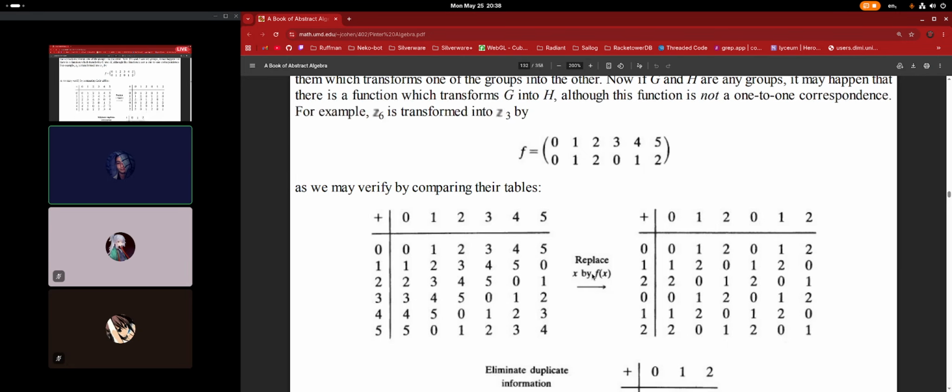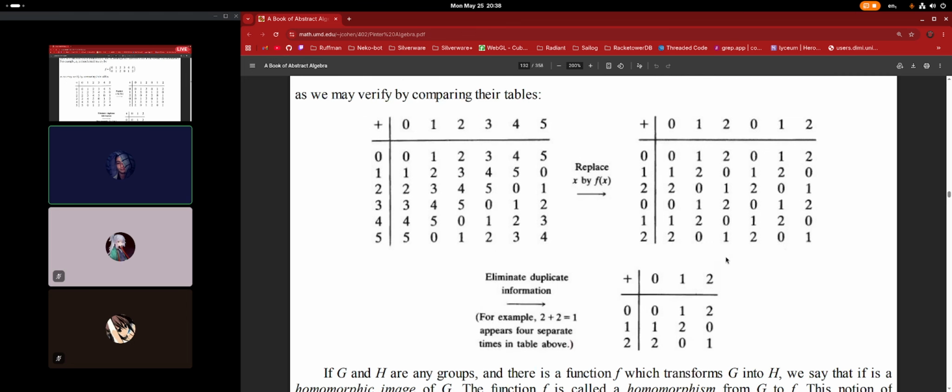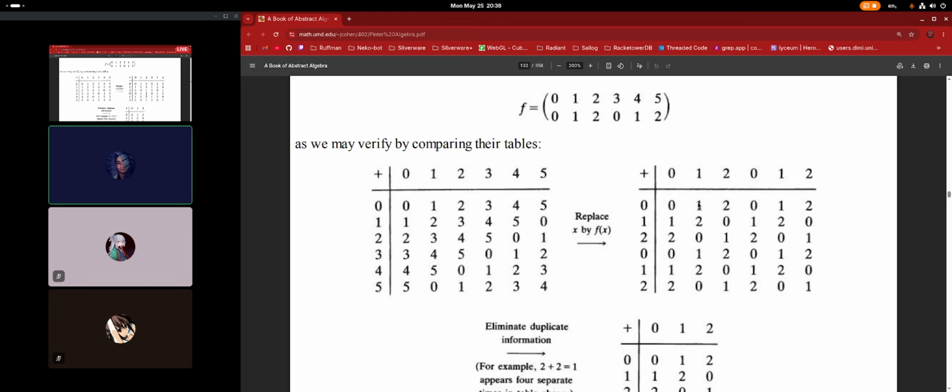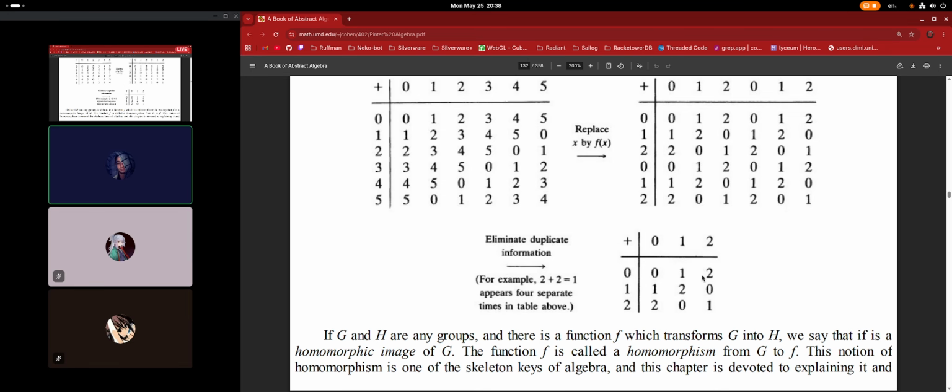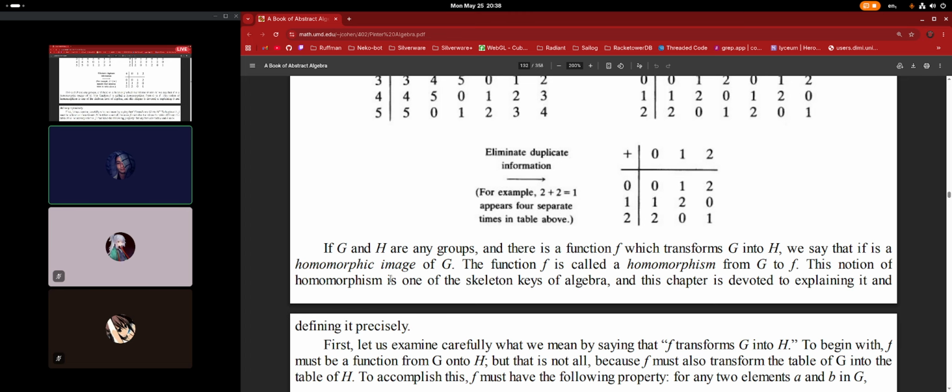and you can represent that by tables as well. So this is the modulo 6 one, and this is the modulo 3 one, and you are essentially applying f, which is essentially to take the modulo 3 on the left to go to the right, and then you can deduplicate the columns and rows, right? Because you have two zeros, two ones, both on the columns and the rows here. And then you're gonna have this thing. If G and H are any groups, and there is a function f that transforms G into H, we say that there is a homomorphic image of G.